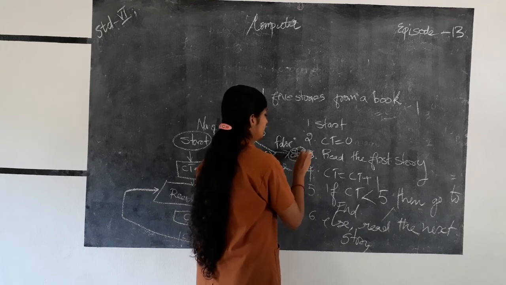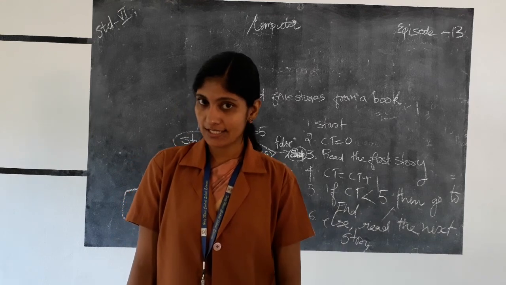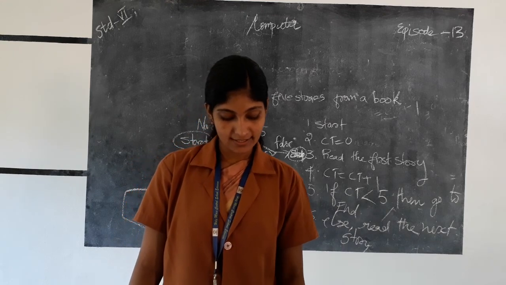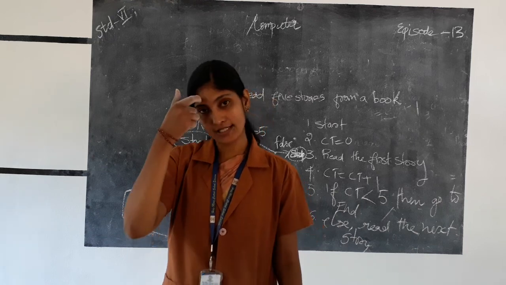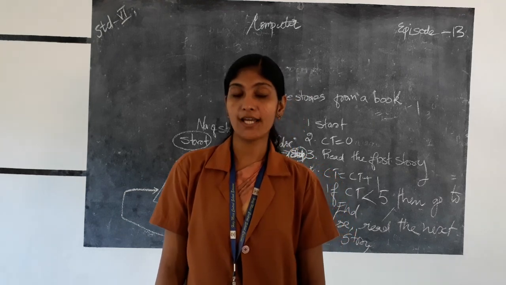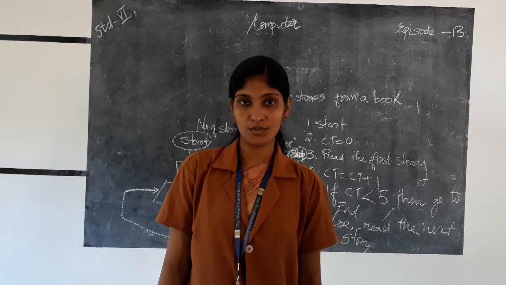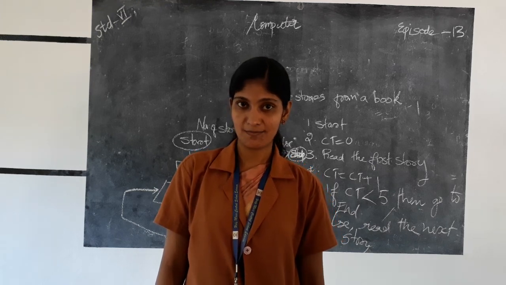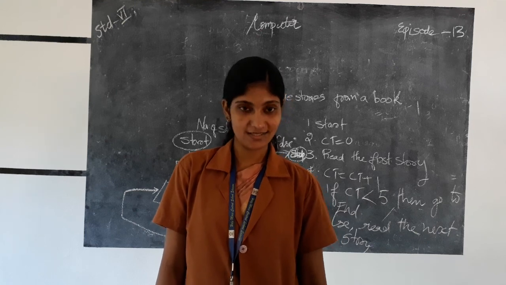Stop. Okay. So here, start, counter is equal to 0. Then start reading. Then CT is equal to CT plus 1. Then next, if CT is less than 5, then go to the true condition, that is, go to the next reading statement. Otherwise go to the false statement or ending statement.